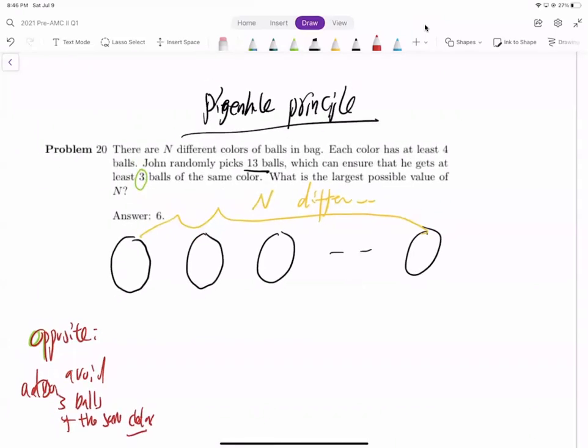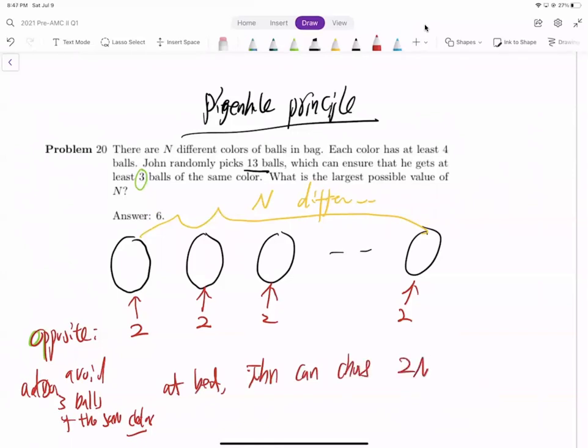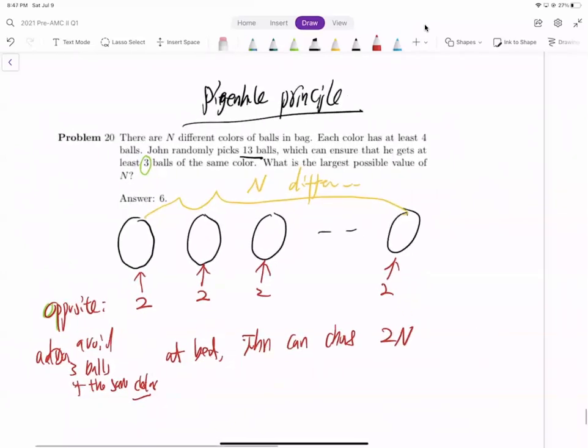If I want to avoid 3 balls of the same color, then what can I do? I can choose 2 balls from this color, 2 balls from here, and 2 balls from here. That's the best I can do. So John can choose 2 times n balls to avoid 3 balls of the same color. That's at the most.